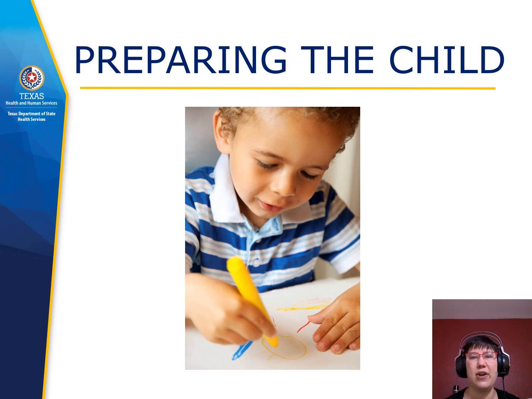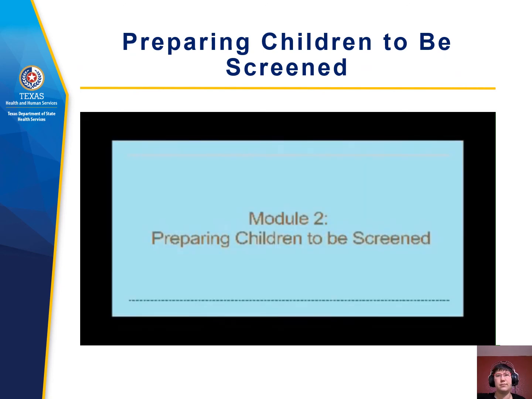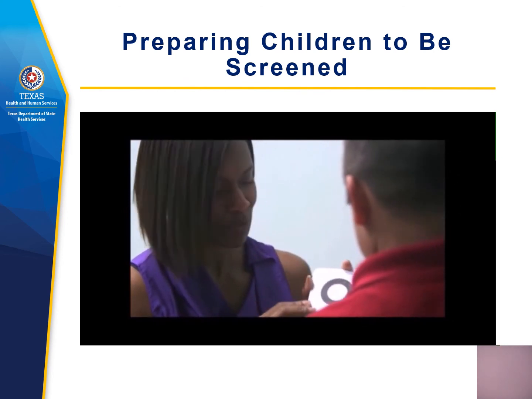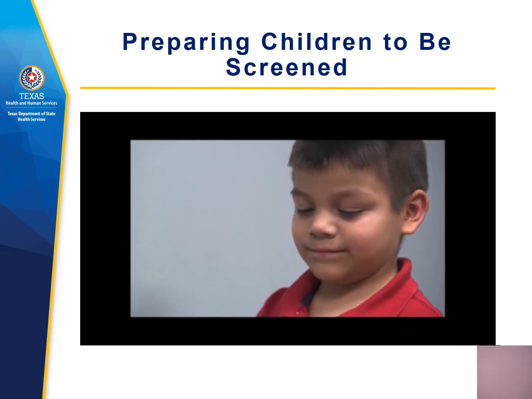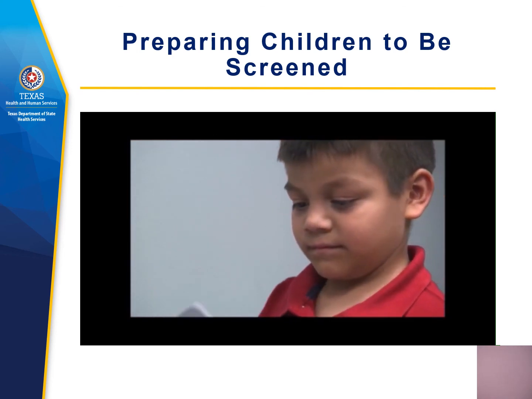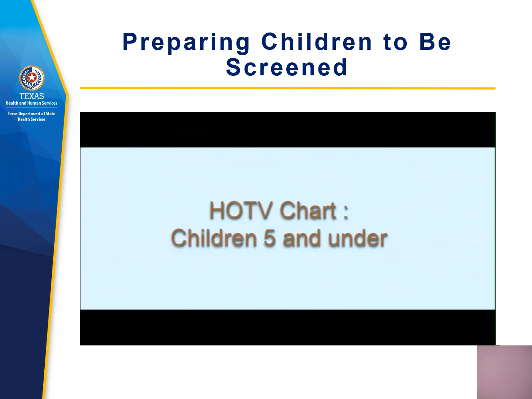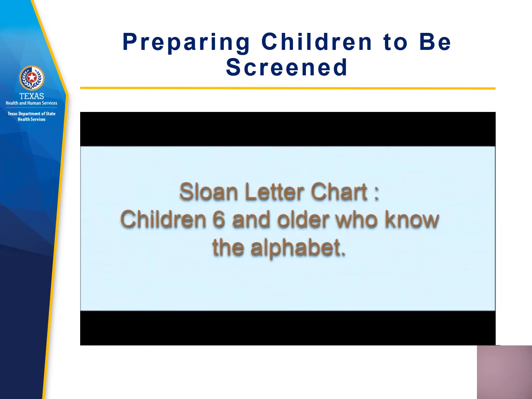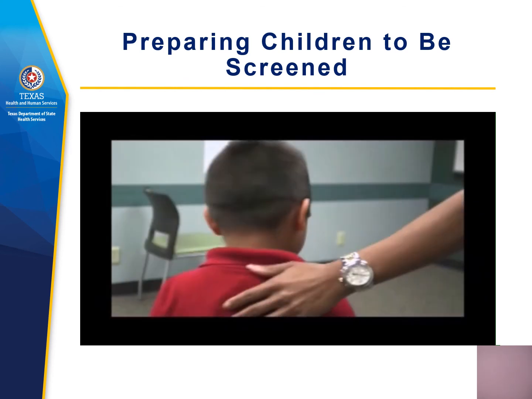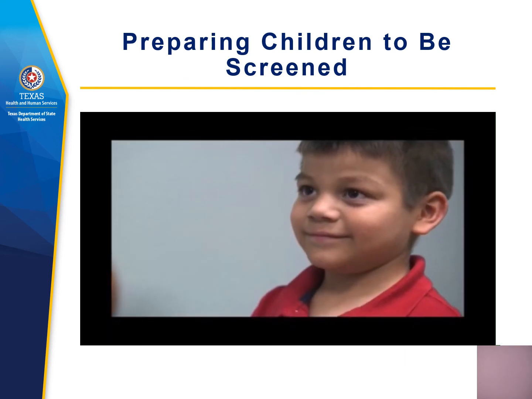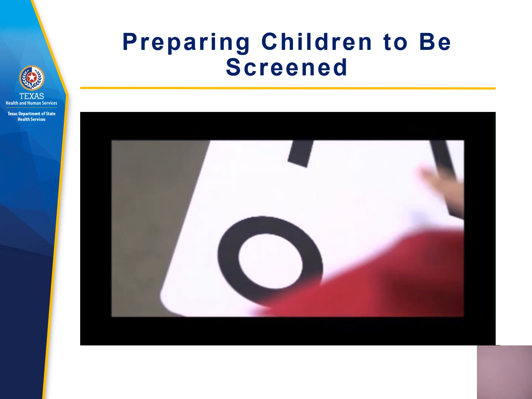Next, let's talk about preparing the child. Module 2. Preparing children to be screened. Before you screen any child for vision problems, make sure they understand how to read the eye chart you'll be using. Young children or children with special needs may need extra help or special accommodation during screening. The HOTV chart is recommended for children 5 and under, and the Sloan letter chart is appropriate for children 6 and older who know the alphabet. Before any of the 3 charts can be used, the child must understand how to play the matching game, respond with 100% accuracy, and be able to transfer the game to the chart.